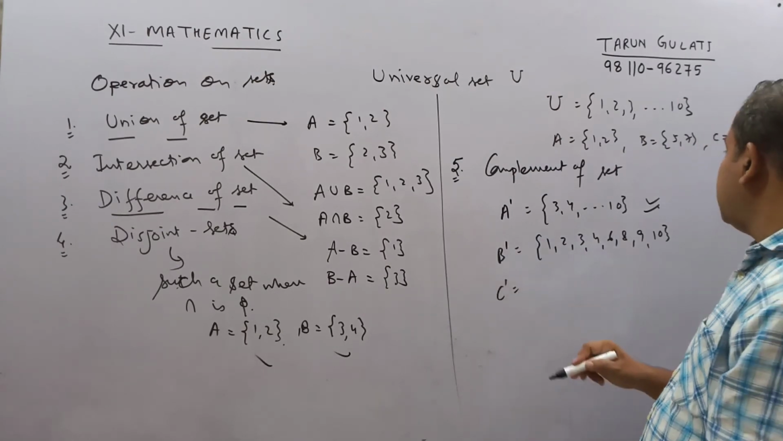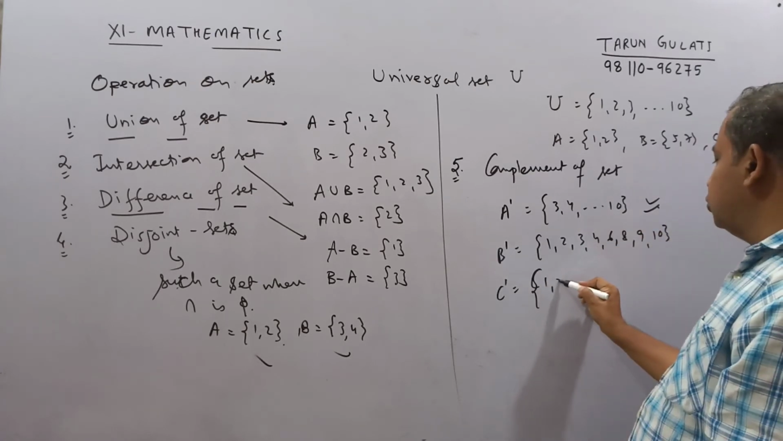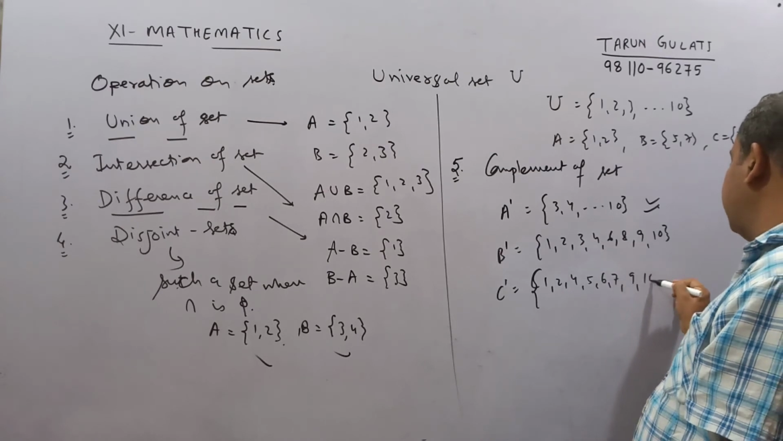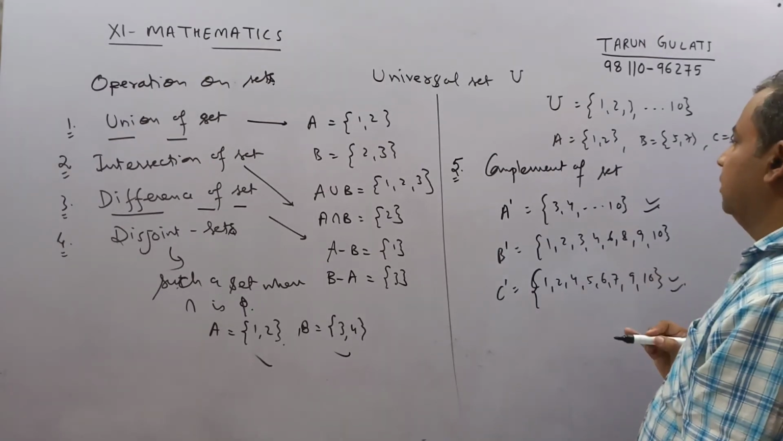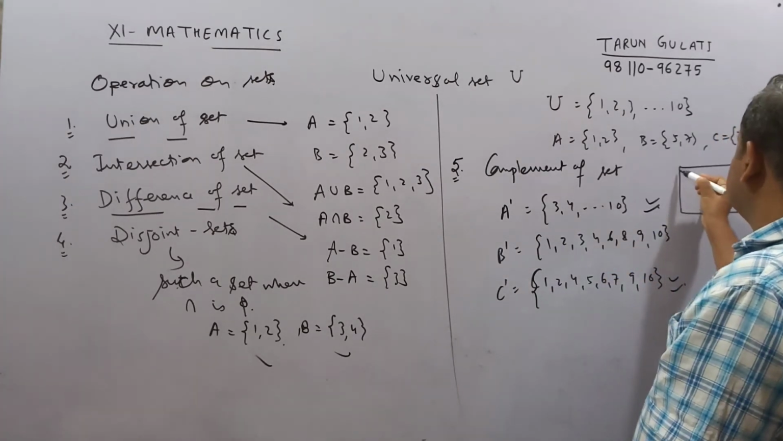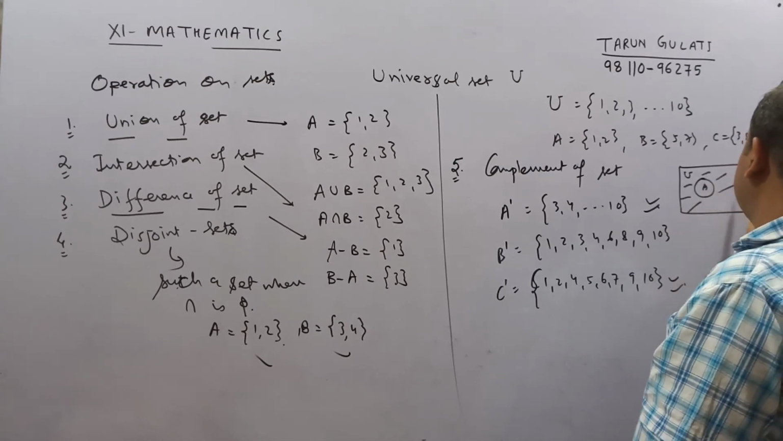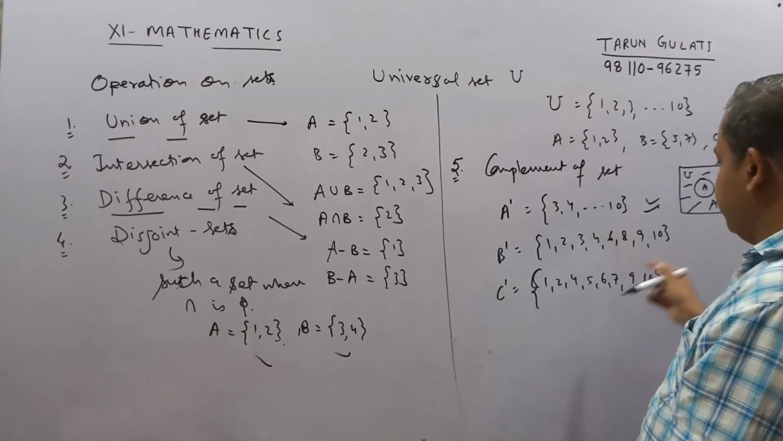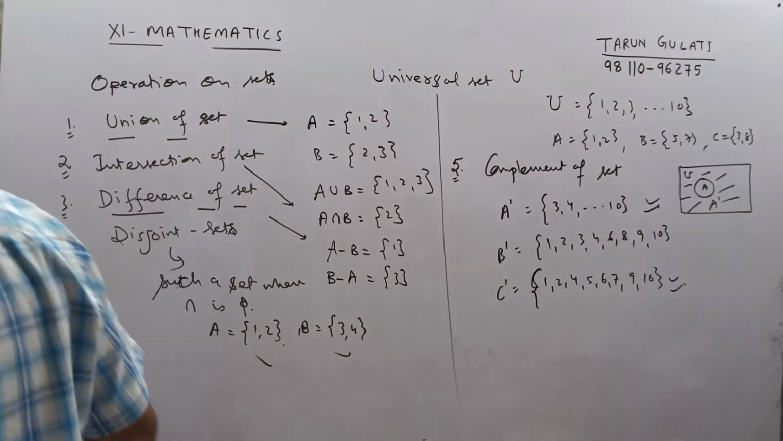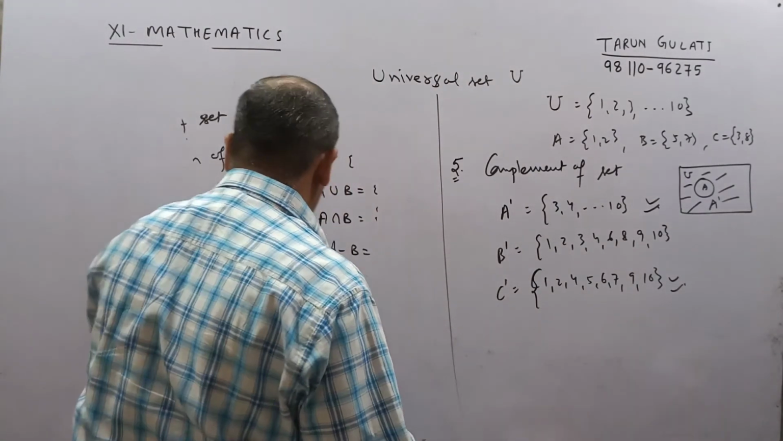What of C complement? It is 1, 2, 4, 5, 6, 7, 9, 10. This is C complement. In terms of a Venn diagram, we can say like this: this is the universal set, this is set A, and the remaining part is A complement. According to the law of complement, we have to understand some things in detail.